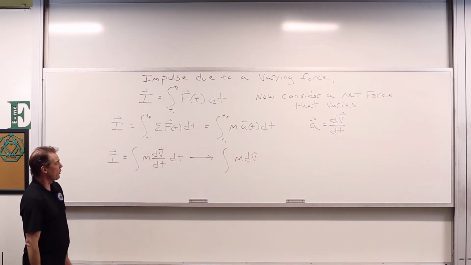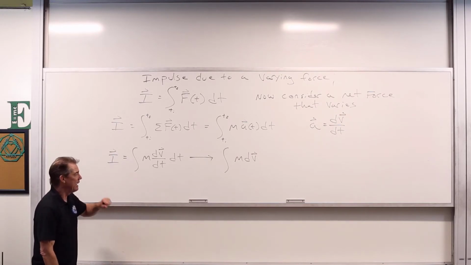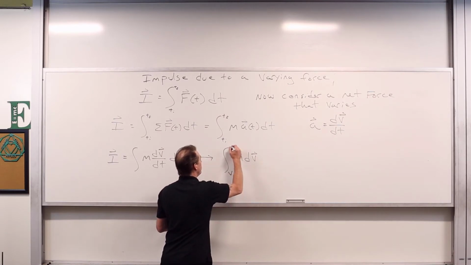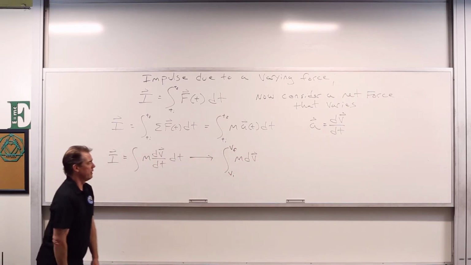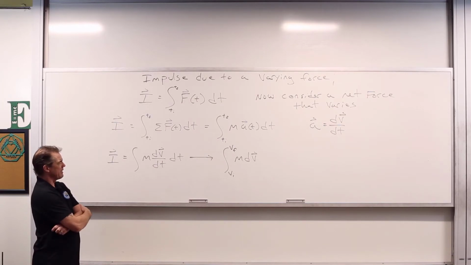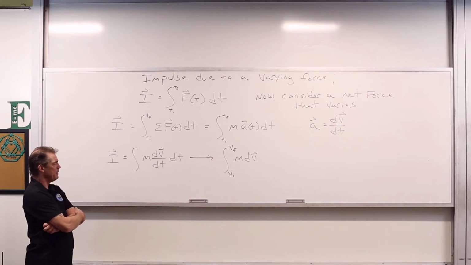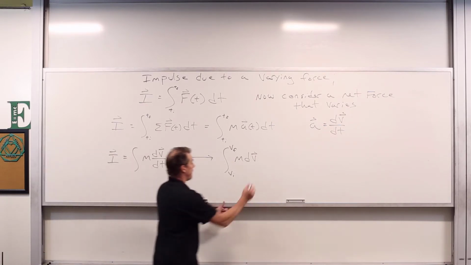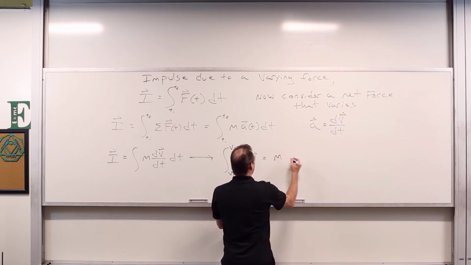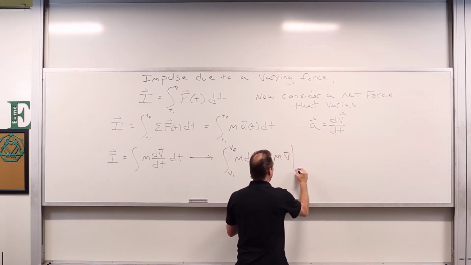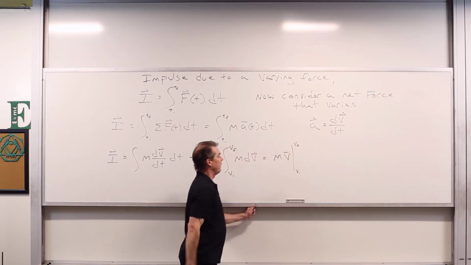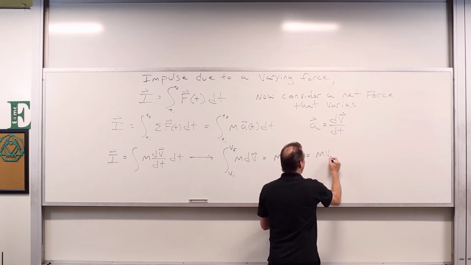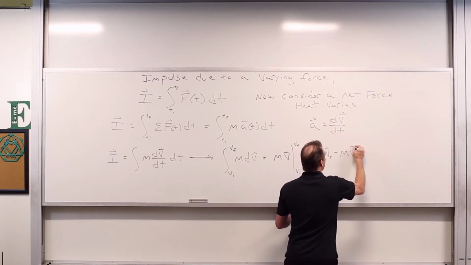Well, at t initial, the object will have some initial velocity. At t final, the object will have some final velocity. So we've got this going from v initial to v final. Let's change the limits of our integration there. And well, what does this give us? We're just integrating m dv. That seems like an easy integral, right? Well, that is just going to be equal to m times v hat evaluated from v initial to v final. So what does that give us? That's right. m v final hat minus m v initial hat.